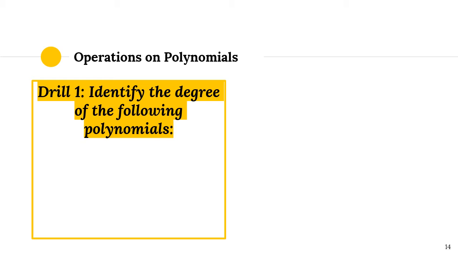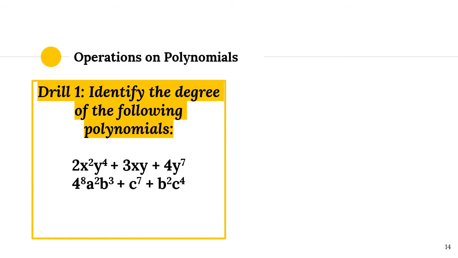Let's try to identify, using drill 1, the degree of the following polynomials. Let's begin with easy because this is drill 1. We have 2x squared y to the fourth plus 3xy plus 4y to the seventh. Let's identify the degree of each monomial, or term. We have 2 plus 4 is 6 for the first term. For the second term, we have 1 plus 1 is 2. For the third term is 7. So the highest is 7. The degree of the entire polynomial is 7.